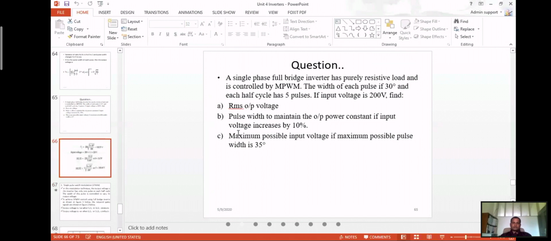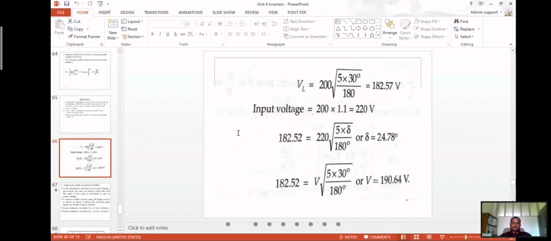I have the solution also, but before looking at the solution, you just do it yourself. So these are the solutions. You just have to find out VL, delta, then V.